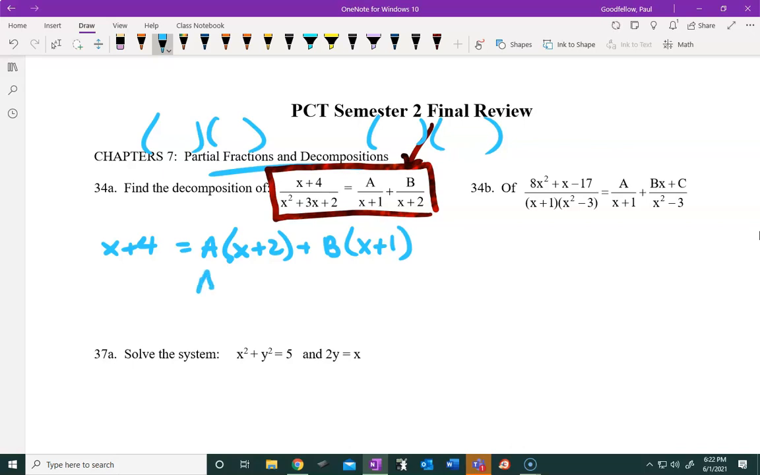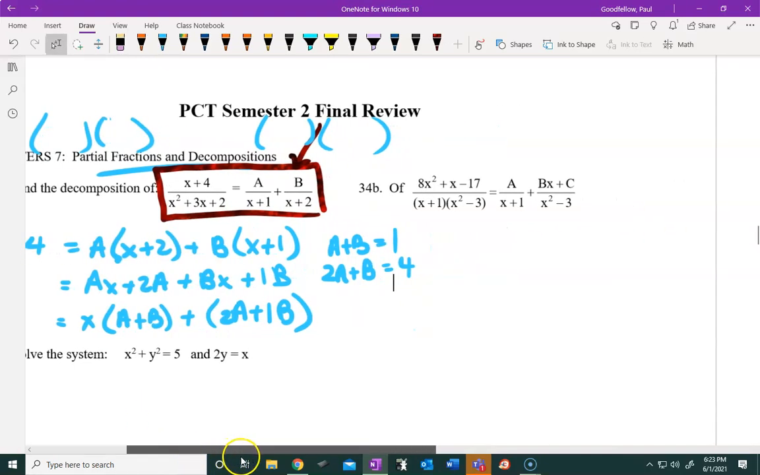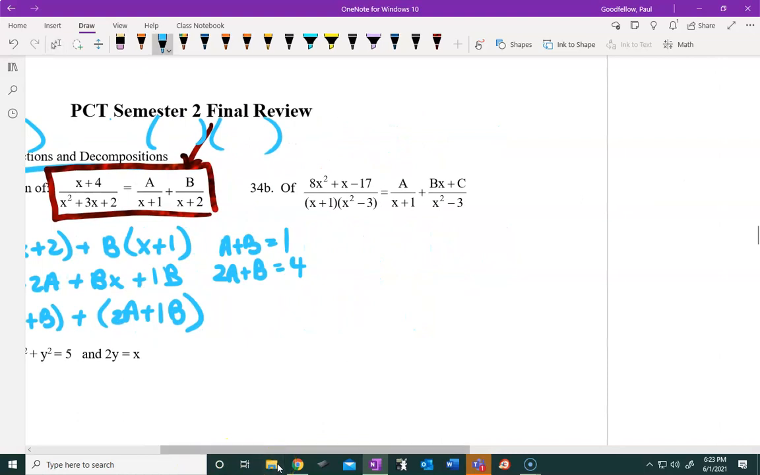Now a little distribution here: ax plus 2a plus bx plus 1b. Combining like terms, x together, and I'd end up with a plus b right here. And the constant terms would be 2a plus 1b. And now you can write your two individual equations, which would be a plus b is equal to 1 because of the coefficient in the front here, and 2a plus b would be equal to 4. Now, ultimately, I think solving that one would probably be easier with a little bit of elimination, and I think you probably could figure it out from there.